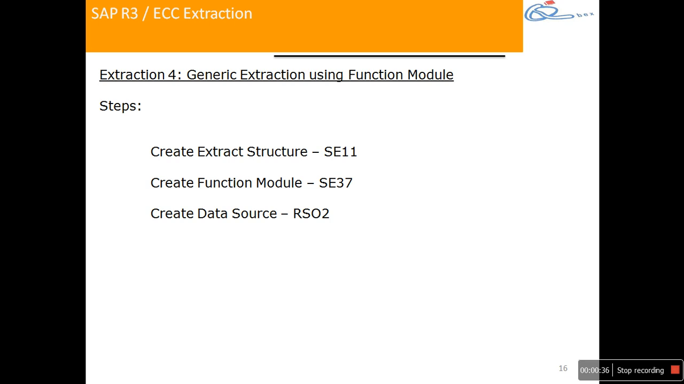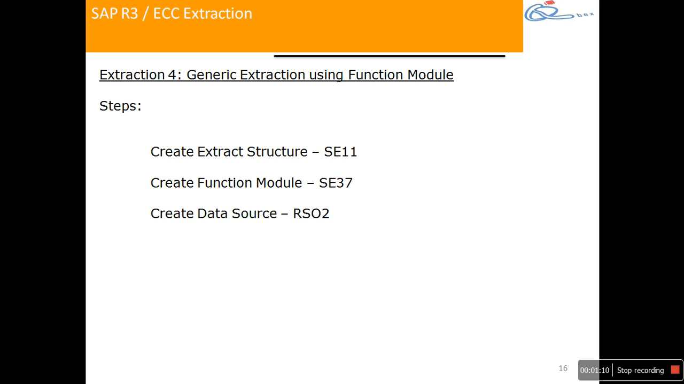Okay, so the major steps should be like this. First, create your extract structure. What do you mean by extract structure? Simple. The extract structure will have the list of fields that we have to extract, the fields alone. Then go on to create the function model, and use the extract structure and function model to create your data source. So first we have to create the extract structure, then create the function model, then use both of these and create your data source.